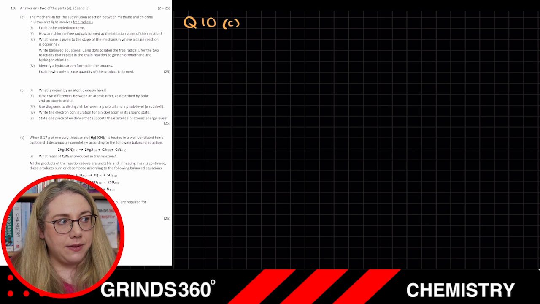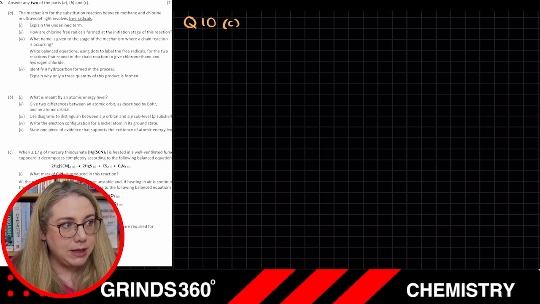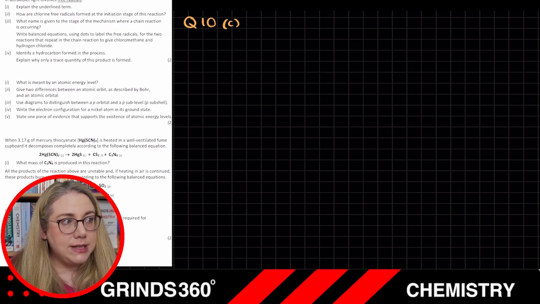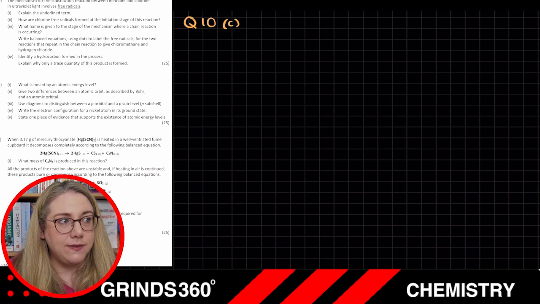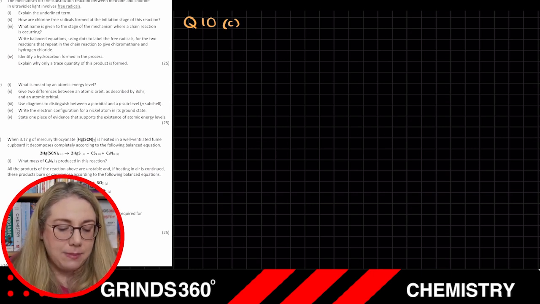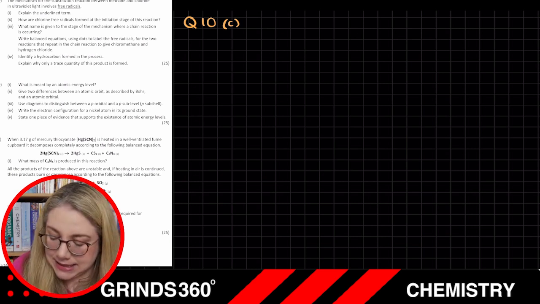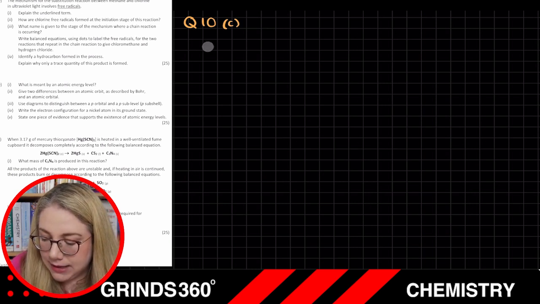Okay, now there is my exam question from 2019. I'm just going to zoom in a tiny bit just to make it easier to see on the screen. So question 10A. It is a 25-mark question. The mechanism for the substitution reaction between methane and chlorine in ultraviolet light involves free radicals. Number 1, explain the underlined term. So it's asking you, what is a free radical?